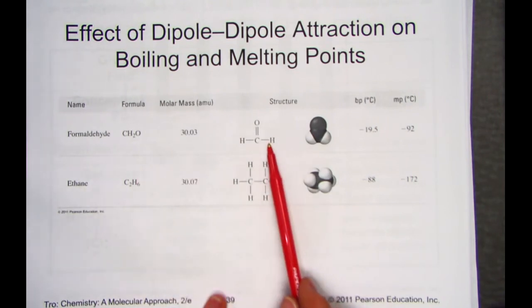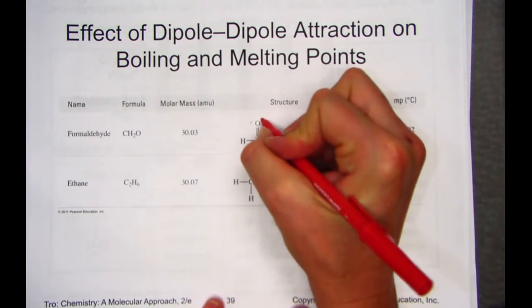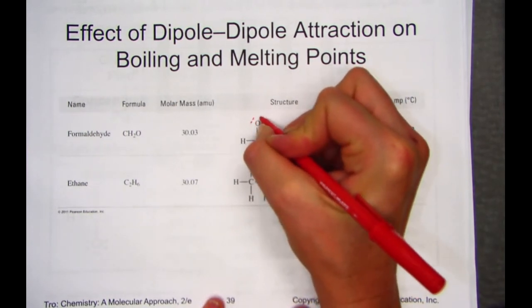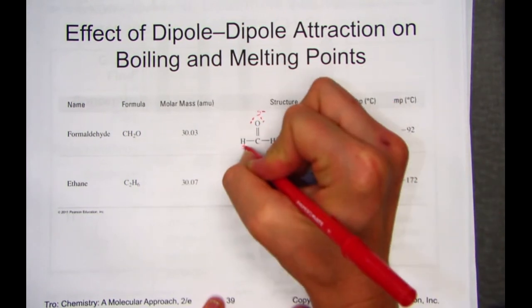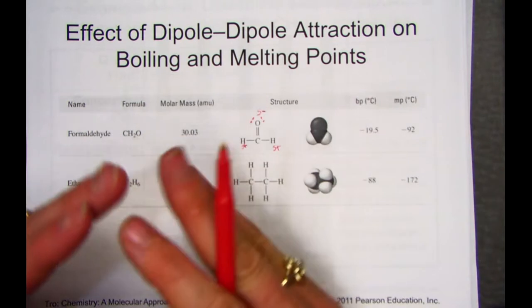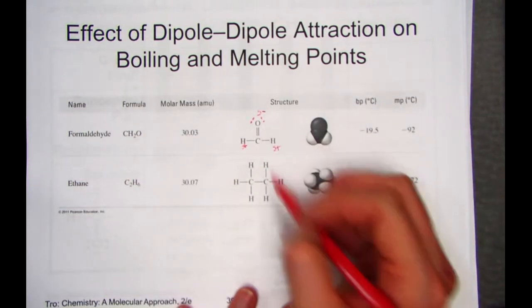But if I look at the structure, I can clearly see the formaldehyde with its electron pairs up here on the oxygen, giving this region a little bit negative, these regions a little bit positive. The molecular geometry would be trigonal planar, 330. Very polar structure.